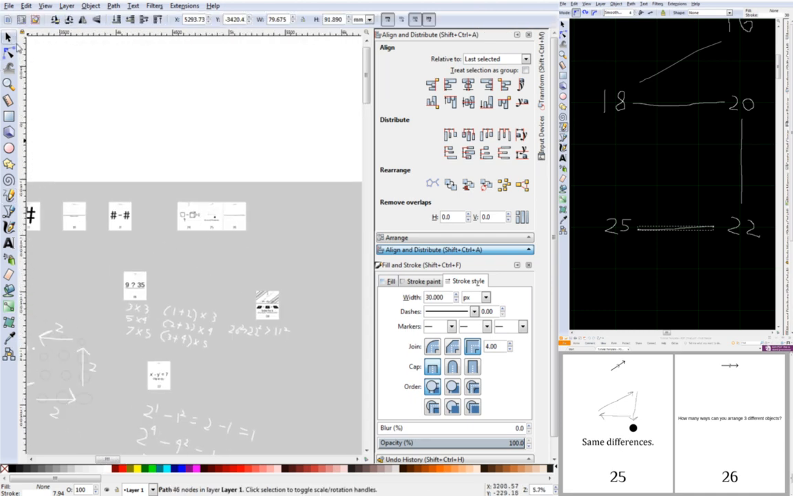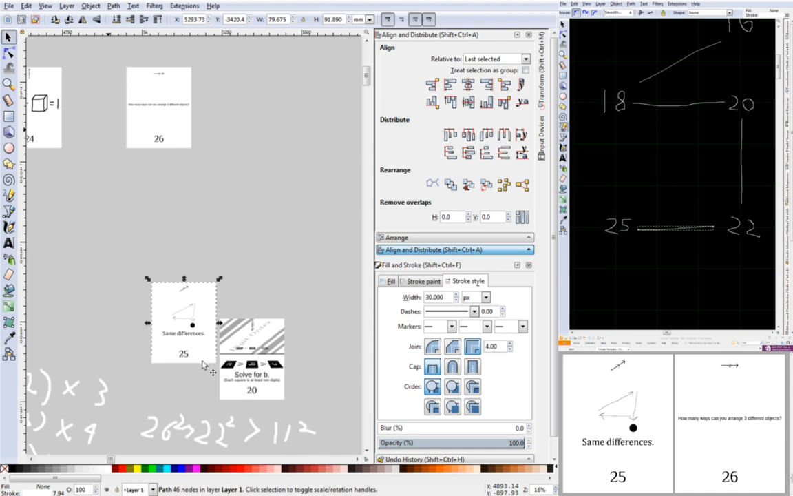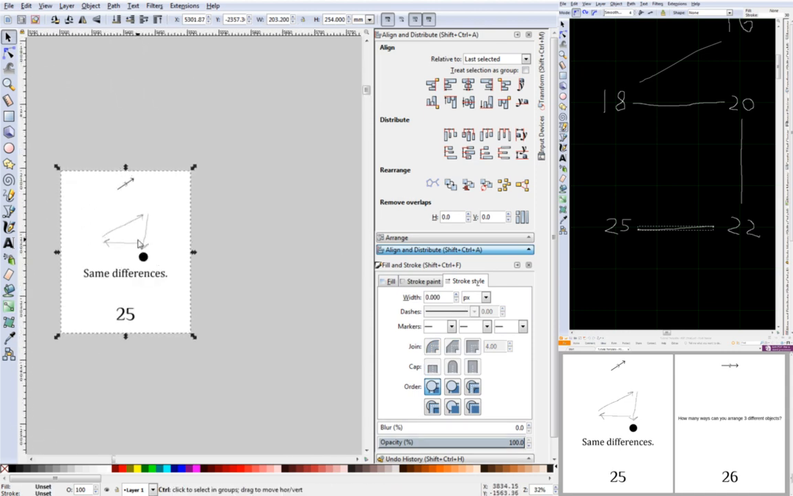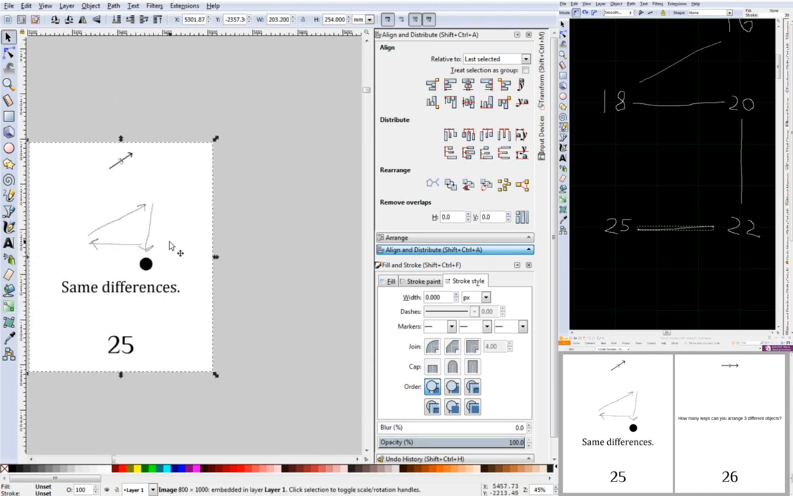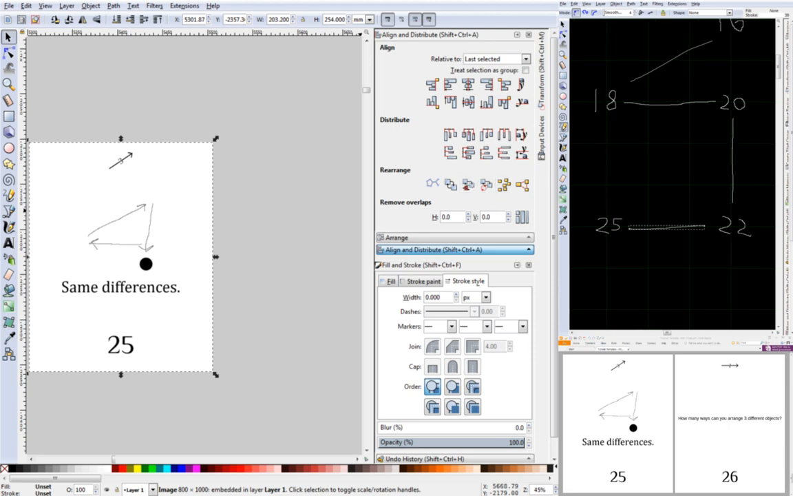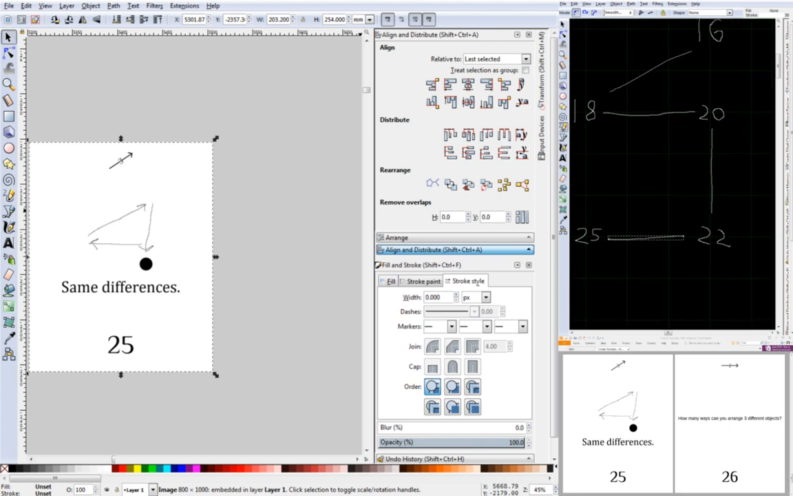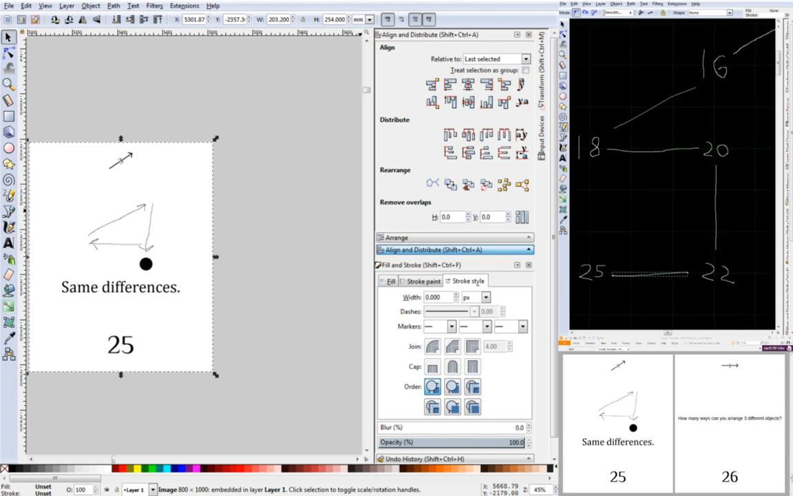Okay, so same differences. Now, basically, the black dot represents wherever you're going next. So here, we're dealing with this number, that number, that number, this number. And the difference is the answer you get from subtraction. 20 minus 18 is 2. 18 minus 16 is 2.